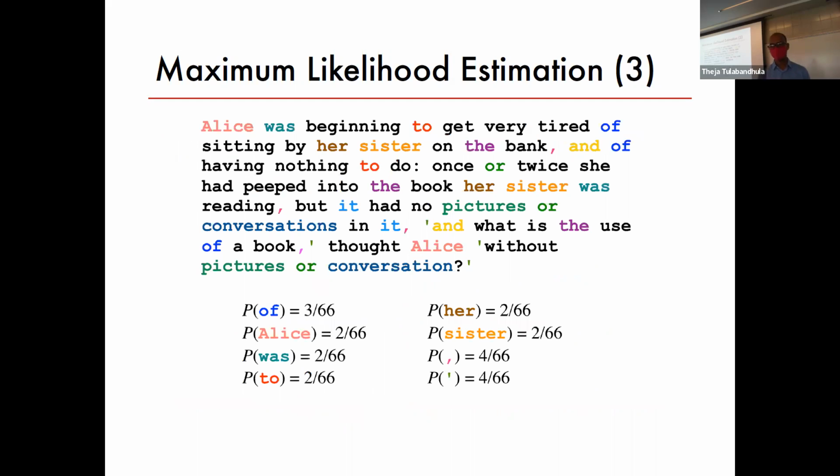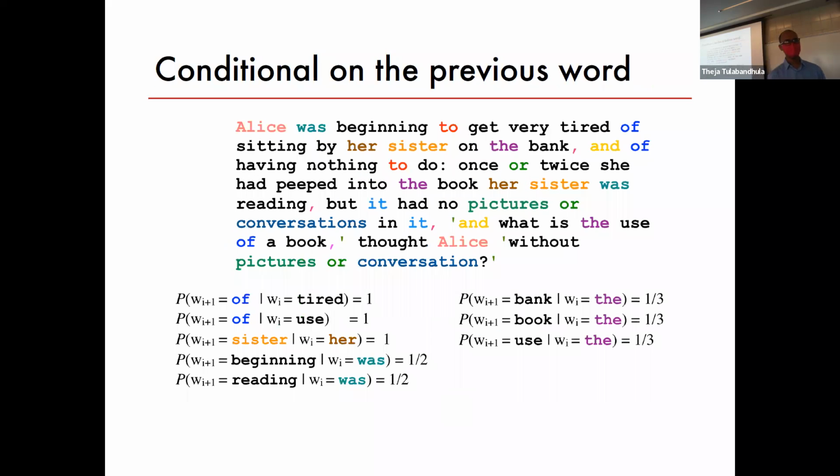So if you do that for this particular text blurb, you get some numbers like this. The probability of "off" is 3 by 66, and the probability of "her" is 2 by 66, and so on. And you can also have probabilities for these extra tokens which are not exactly words. That's good. So let's now extend the model. We had that univariate model, the unigram model. Unigram, by the way, means uniword, and n-gram means n words, and so on.